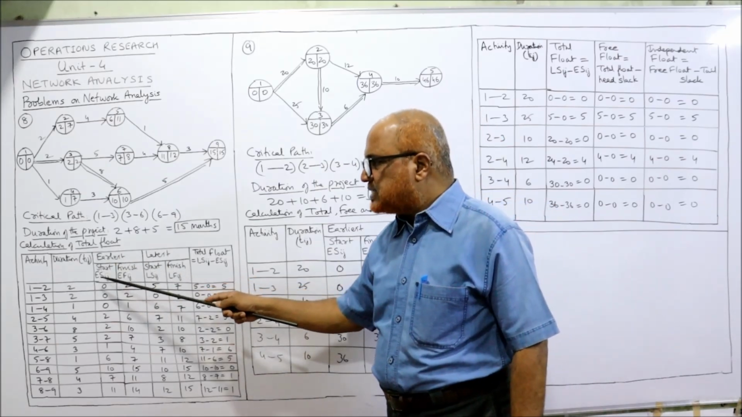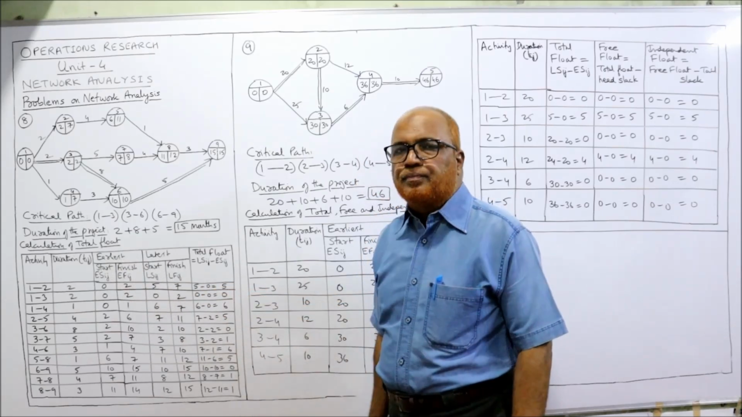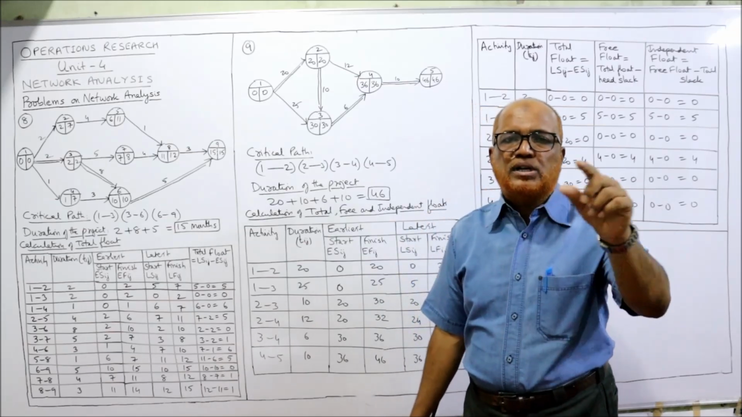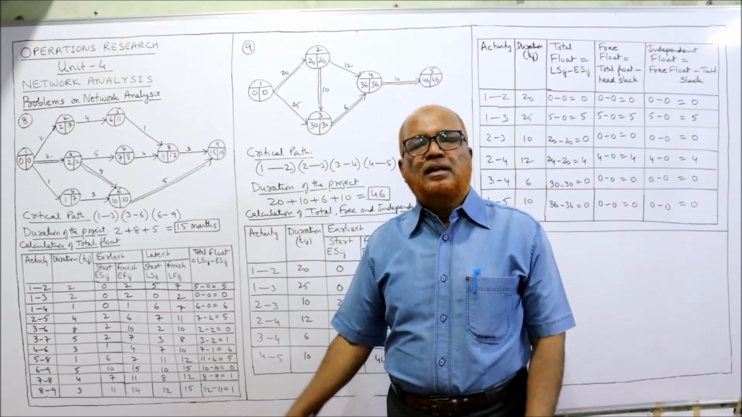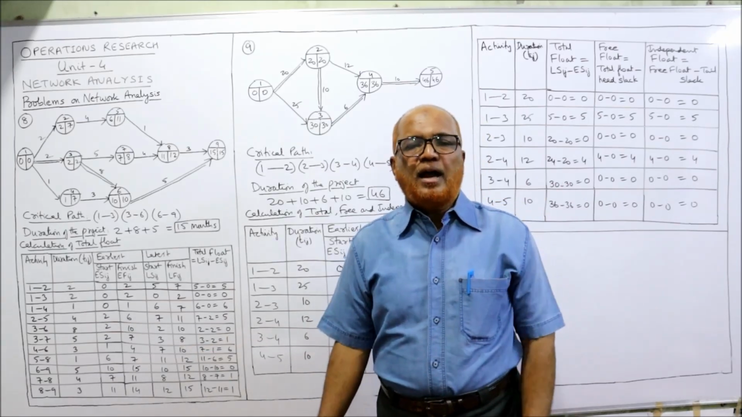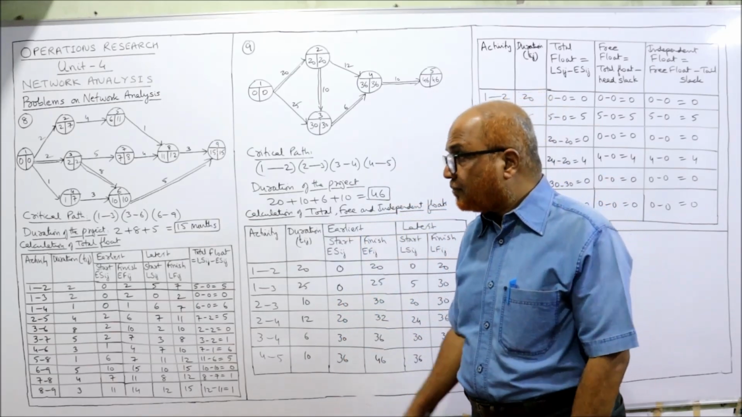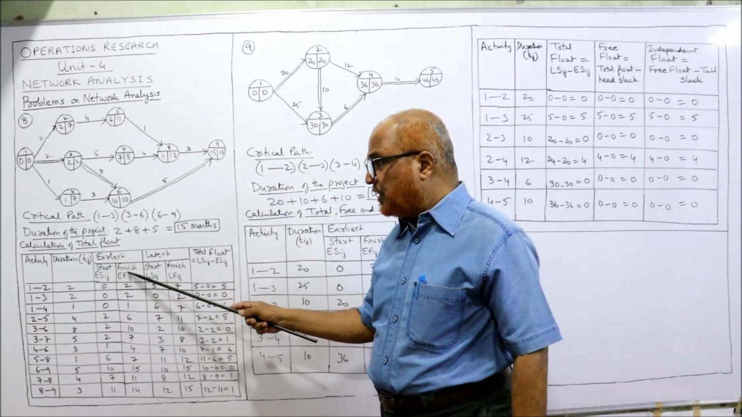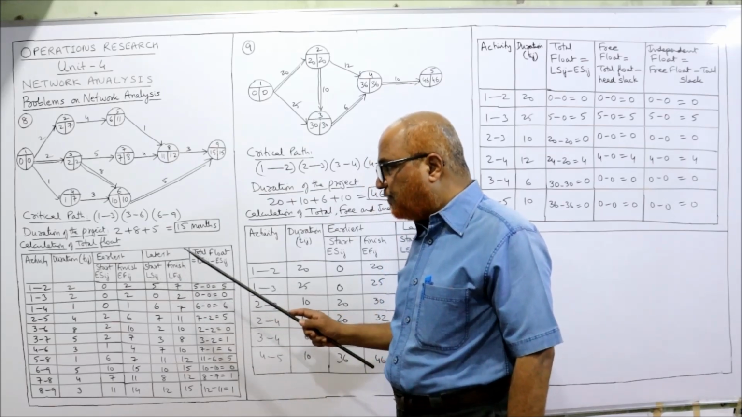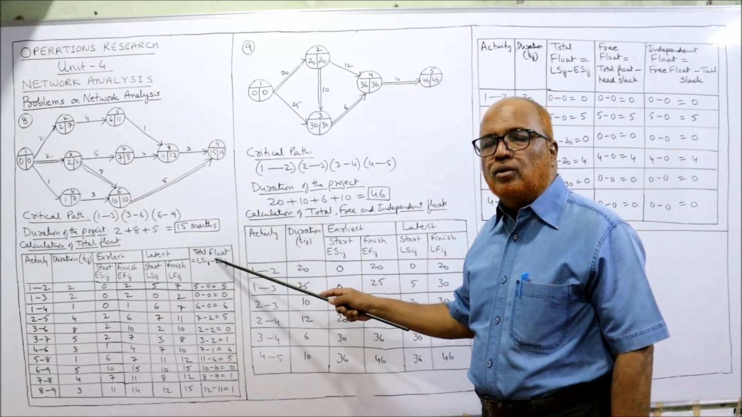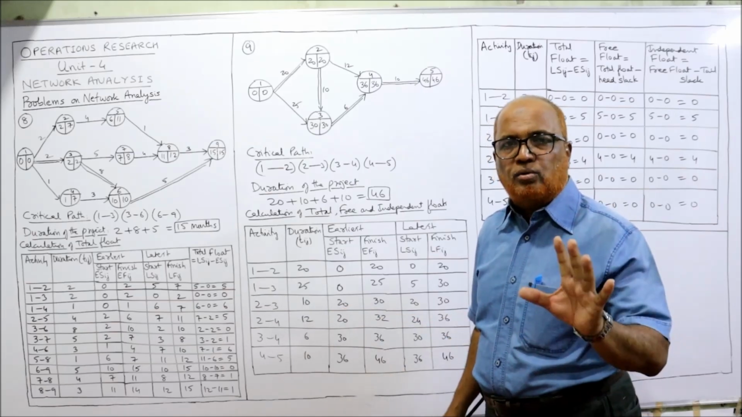So here ESIJ is earliest start IJ, EFIJ is earliest finish IJ. IJ means from the ith event to the jth event. Every activity will have a tail event and a head event. The tail event is I and the head event is J. So earliest start, earliest finish, latest start LSIJ, latest finish LFIJ. Then lastly, we have to find out the total float. The formula for total float is LSIJ minus ESIJ. This you have to remember.